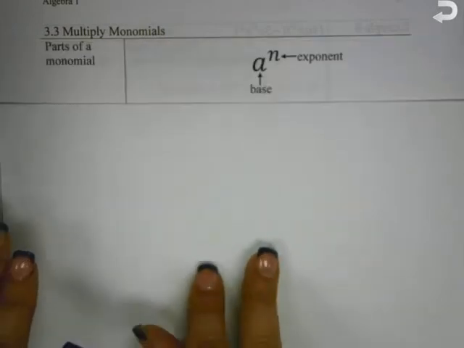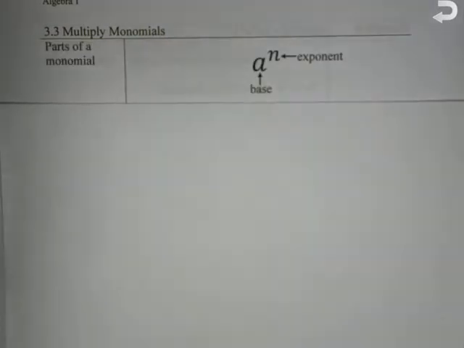Okay, 3.3, multiplying monomials. Who can tell me how many terms are in a monomial? One. Johnny. Mono means one. Thank you very much. But we have a couple parts of a monomial that we need to recognize.